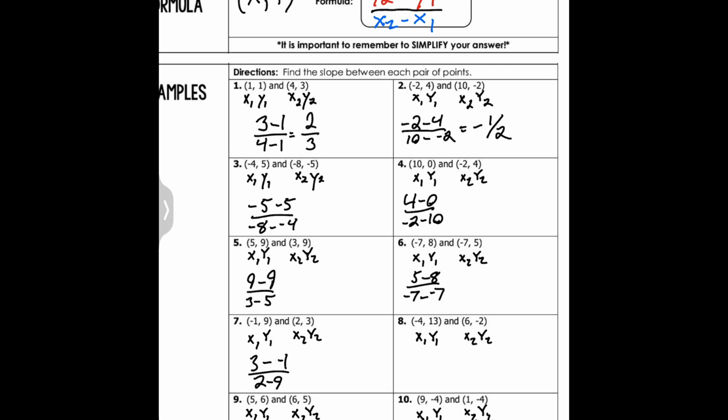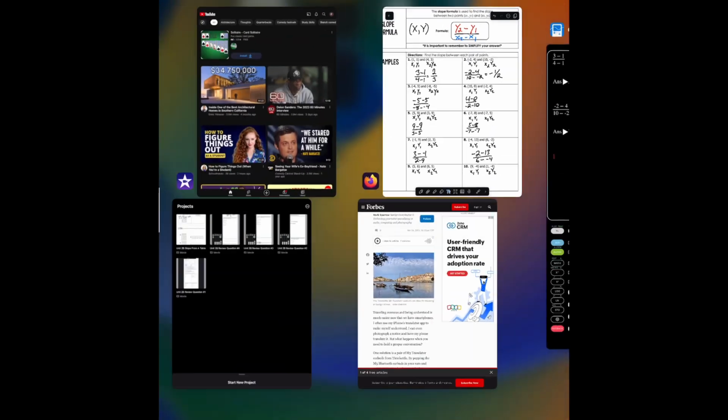Negative 2 minus 13 over 6 minus negative 4.